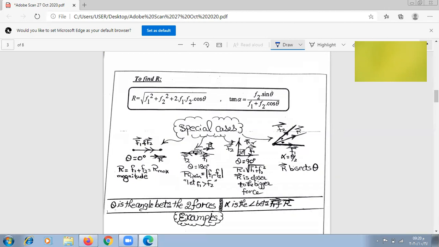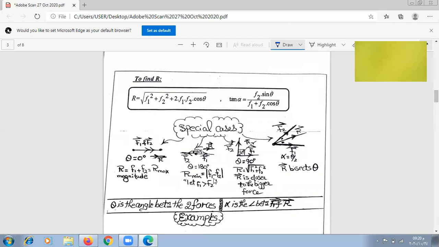The second case, if the two forces are acting in opposite directions on the same line, in other words, the angle between them equals 180. If you substitute also in the rule, you will find that R will be the absolute value of F1 minus F2. Now, we are putting the absolute value signs here because any value coming out from under the root must be positive. We must be sure it will be positive.